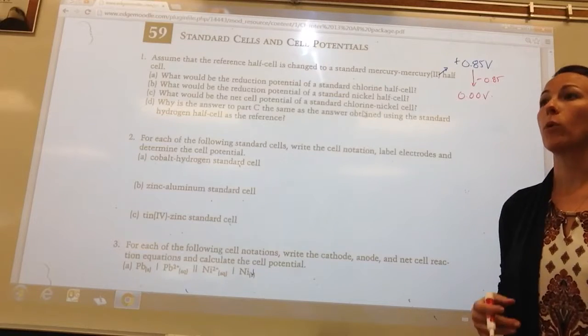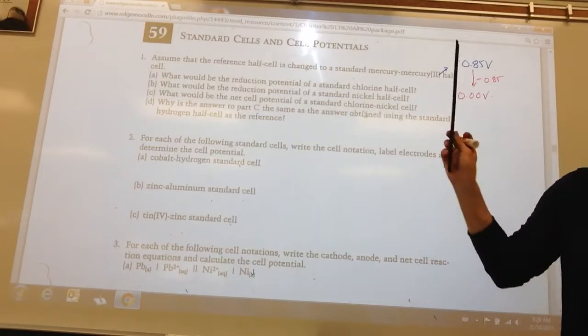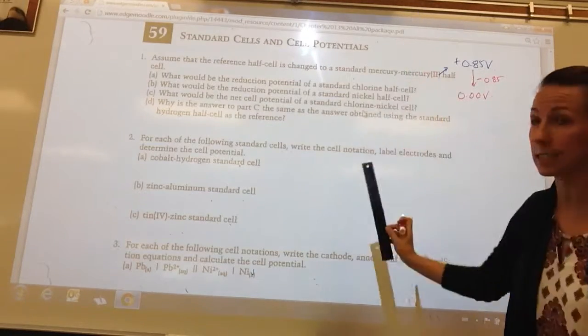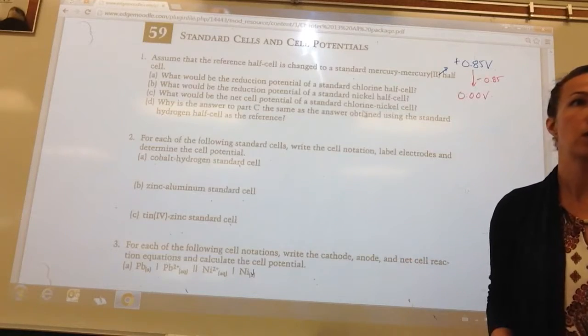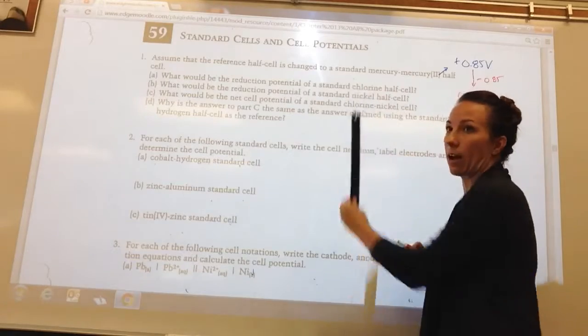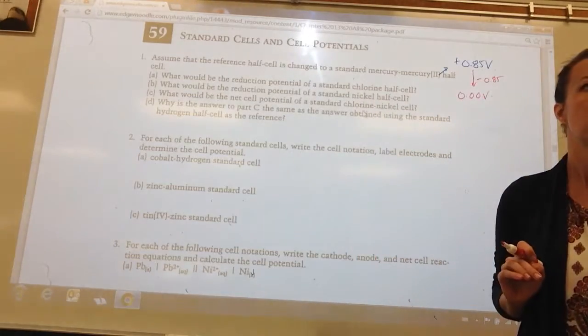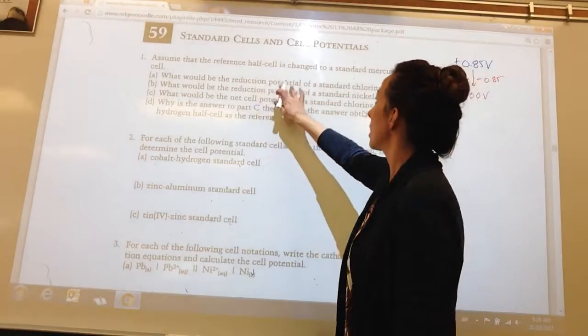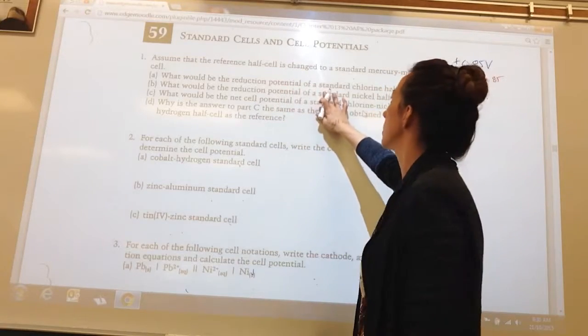All right? So I'm going to do that. Basically what that means is I had to take my ruler and shift it down 0.85 spots. So as I shift the ruler down 0.85 spots, everything else is shifted down 0.85 spots. So what would the reduction potential, oh, there's something else I need to teach you.